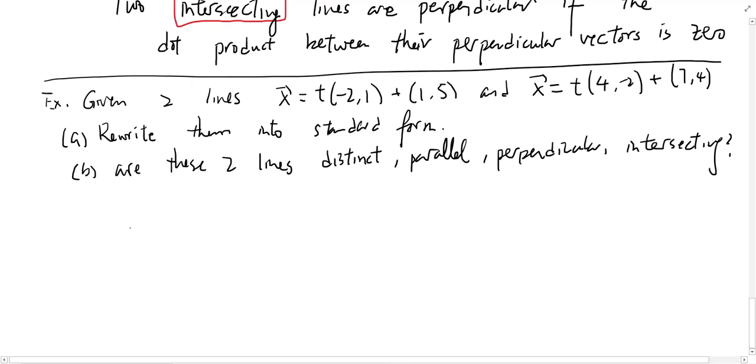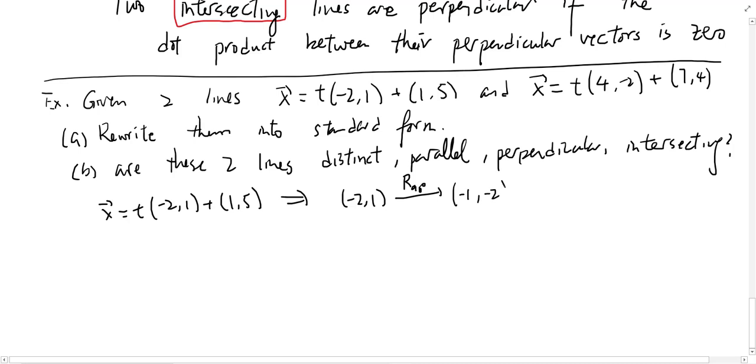So how do I rewrite these two things into standard form? Well, simple. The easiest way to do it is to form the perpendicular vector and then just use our formula. So let's say line 1 is this one. Vector x is equal to t times (negative 2, 1) plus (1, 5). So the direction vector in this case is (negative 2, 1). And if I rotate it 90 degrees, just like what I told you to do before, that will become, what is it, (negative y, x).